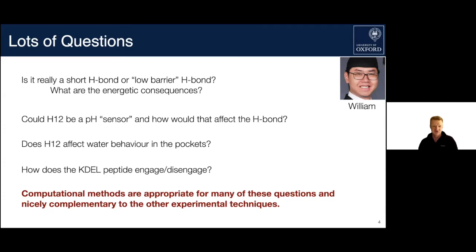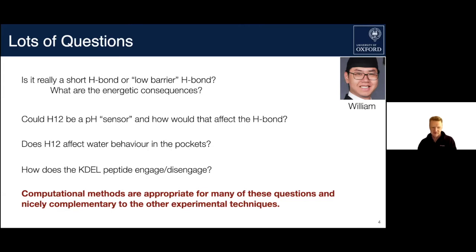So if that is true, then we can ask things about what might the energetic consequences be. Could H12 be a pH sensor? And if that's true, would that affect the H bond? And also, does that histidine affect the behavior of the pockets in terms of where the KDEL binds? There's also a pocket below it, which I didn't show you on that little slide, but I'll come back to that later on. And finally, how does the KDEL peptide actually engage or disengage with that binding pocket?